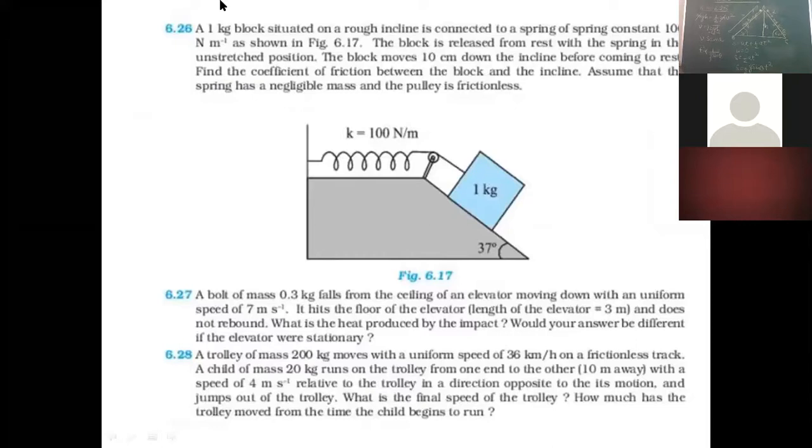A 1 kg block situated on a rough incline is connected to a spring of spring constant 100 Newton per meter as shown. The block is released from rest with the spring in unstretched position. You can see the diagram. The block moves 10 centimeter down the incline before coming to rest. So find the coefficient of friction between the block and the incline. Assume that the spring has negligible mass and the pulley is frictionless. So let me note down what is given to us.